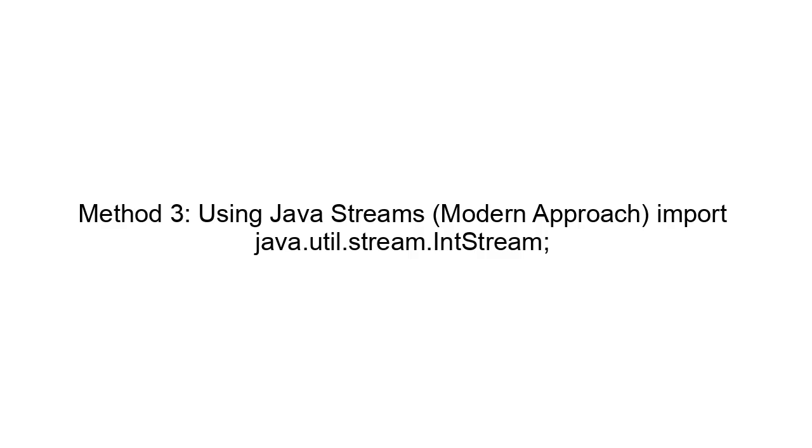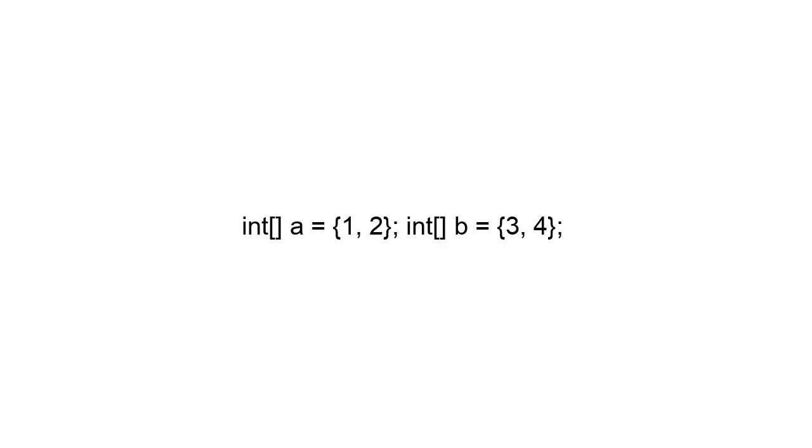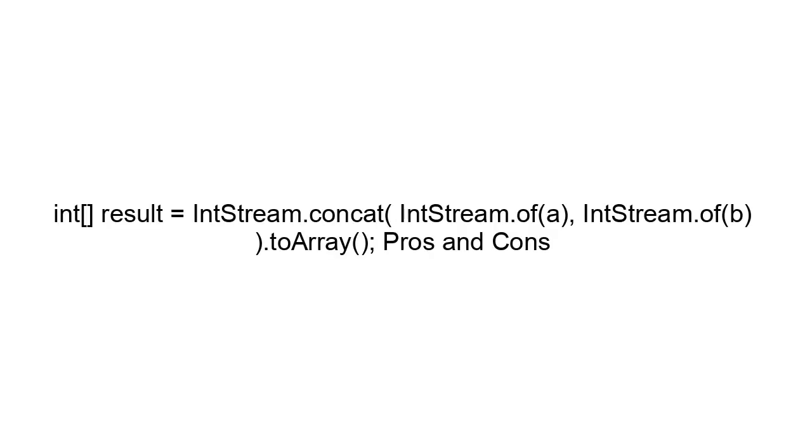Method 3. Using Java streams, modern approach. Import java.util.stream.IntStream. int[] a = {1, 2}; int[] b = {3, 4}; int[] result = IntStream.concat(IntStream.of(a), IntStream.of(b)).toArray(). Pros and cons. Compact, readable. Slightly slower than arraycopy.